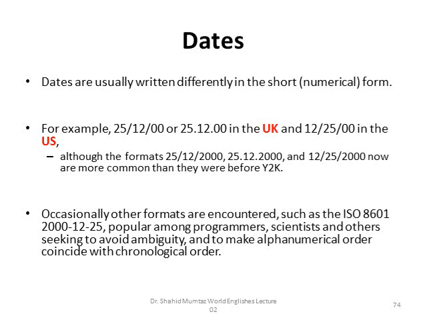Occasionally other formats are encountered, such as the ISO 8601 2000-12-25. So here you see this is a new format. First we have year and then month and then date. It's totally opposite. This format is popular among programmers, scientists, and others seeking to avoid ambiguity.